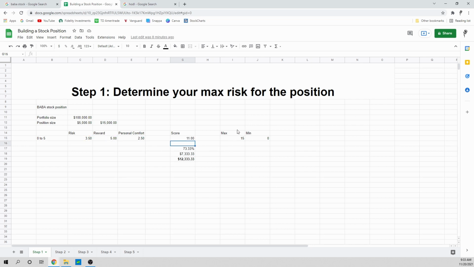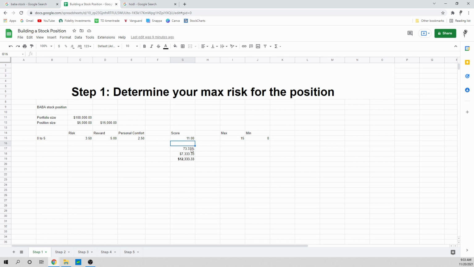And then you have a max and min, so the max possible score would be 5 across all of these, which would be a 15. So in that case, I would be contributing $15,000 for a minimum. Technically, I should never have a minimum because if I had 0 across all these, I wouldn't consider the reward to be worth it. But in that situation, you'd be at $5,000.